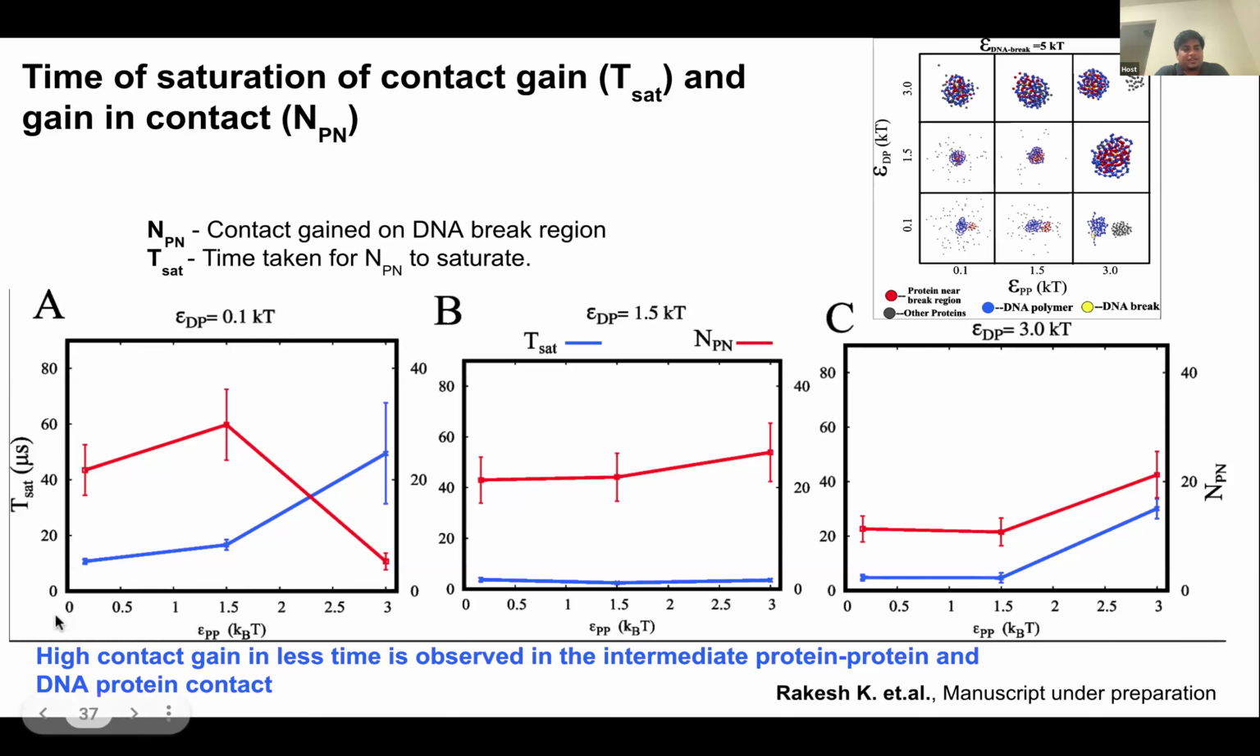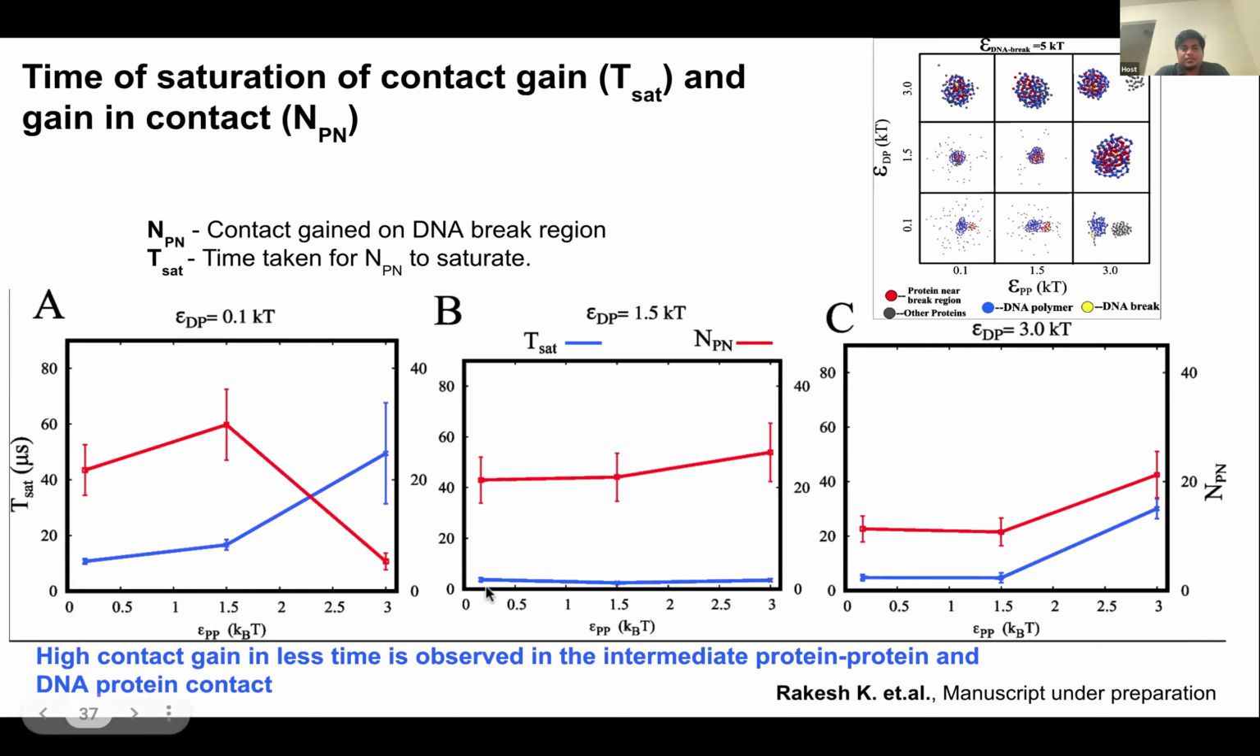So what we see is when there is less DNA-protein interaction, and for varying epsilon PP, we find that the left side of the graph is TSAT. Sorry, TSAT is in blue and NPN is in red. The number of protein contacts gained on the DNA break region increases with increase in protein contact, but time also increases. So what we wanted is less time.